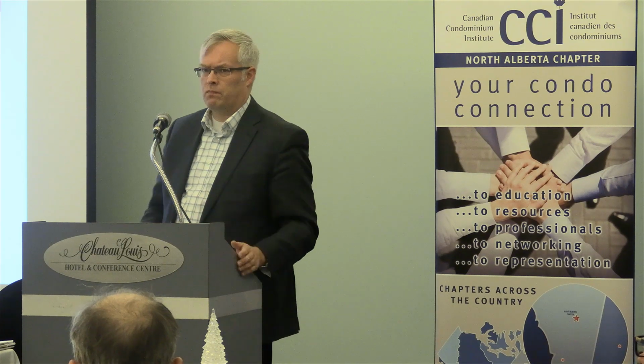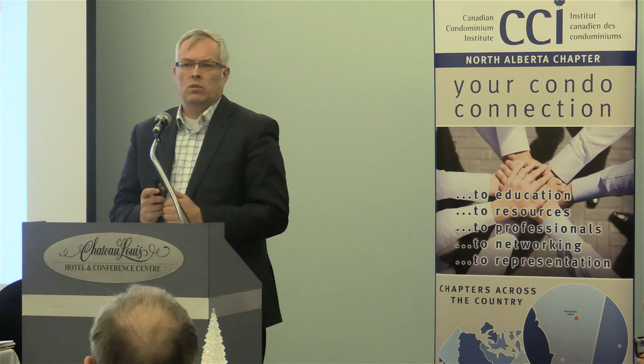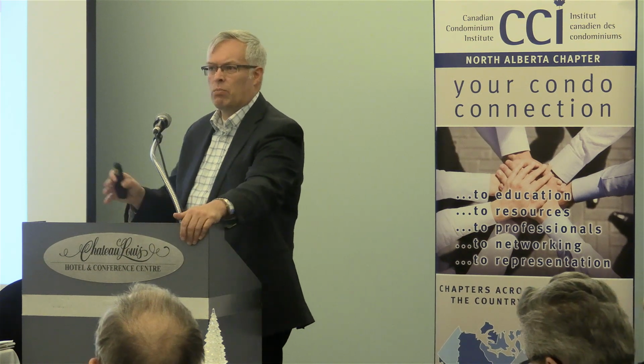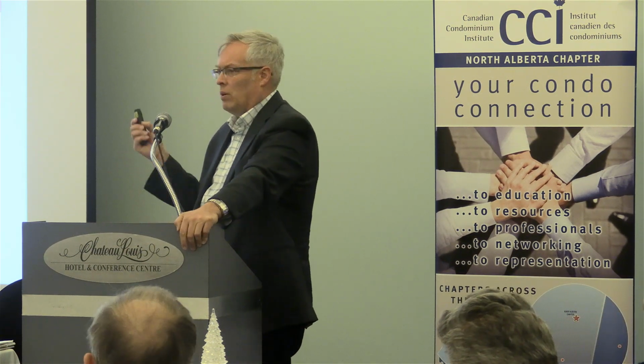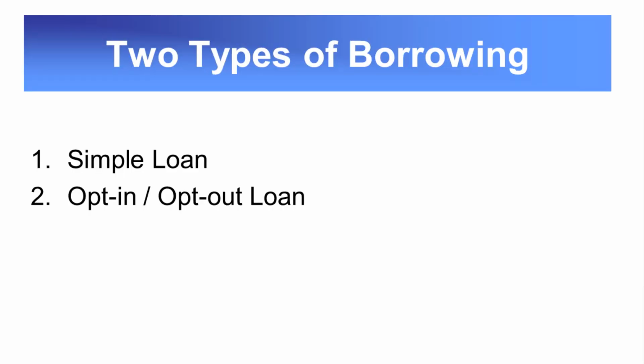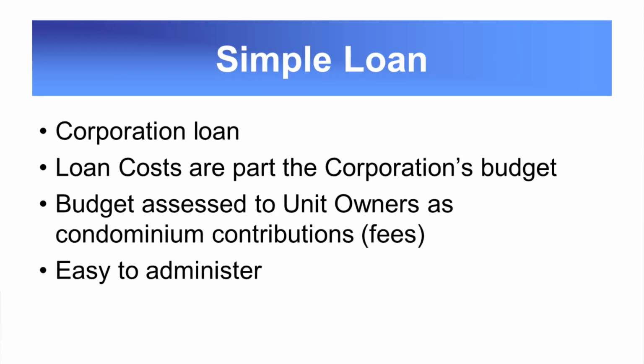Two types of borrowing. According to me and some other people, we like to break it into two buckets. Simple. The simple loan is named, you're going to love this, because it's kind of simple. The opt-in, opt-out is named opt-in, opt-out because you can opt in or you can opt out. I will explain.